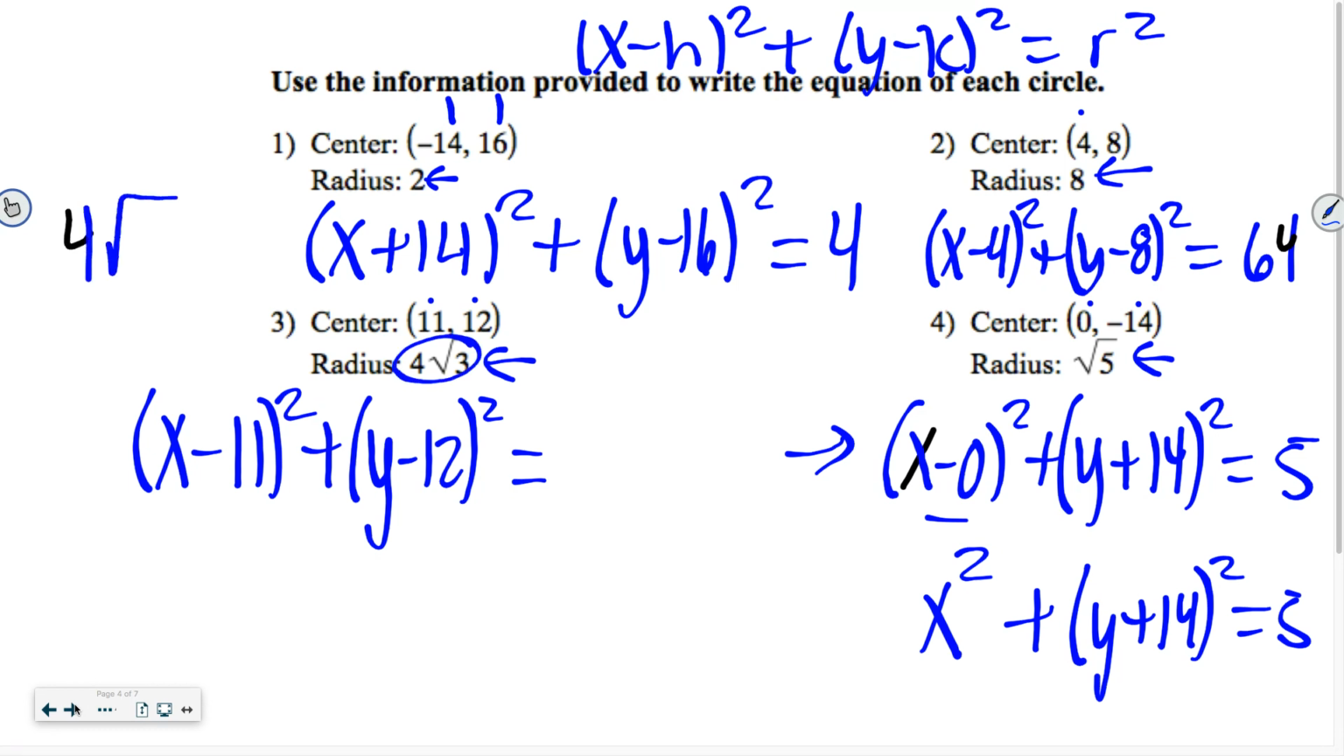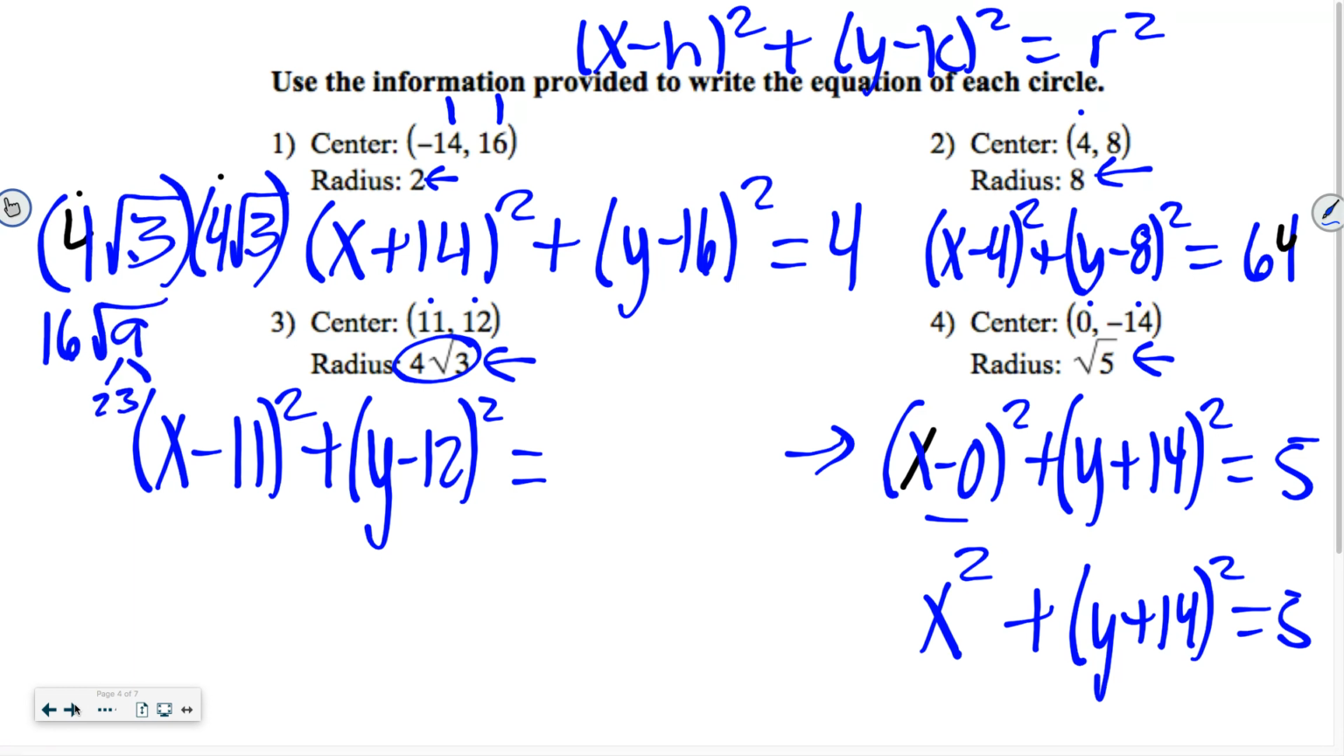4 square root of 3, squared. That's the same thing as saying this, right? So 4 times 4 is 16. Square root of 3 times square root of 3 is 9, which means 3 times 3, which means a 3 can come out, which means I've got to do 16 times 3, and I get 48. If you're not really sure how that turned into 48, you can ask me, but you should be able to figure that one out. So this is super easy, writing equations if you're given the center and the radius.